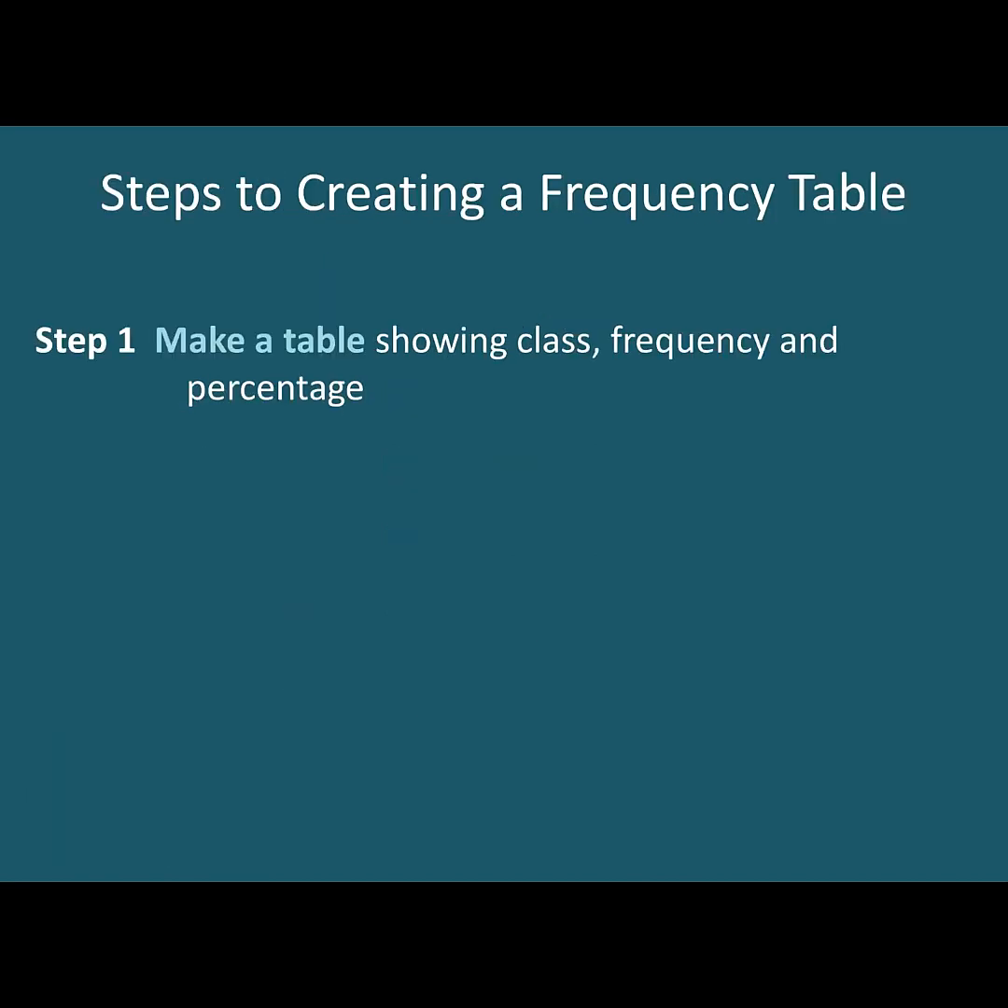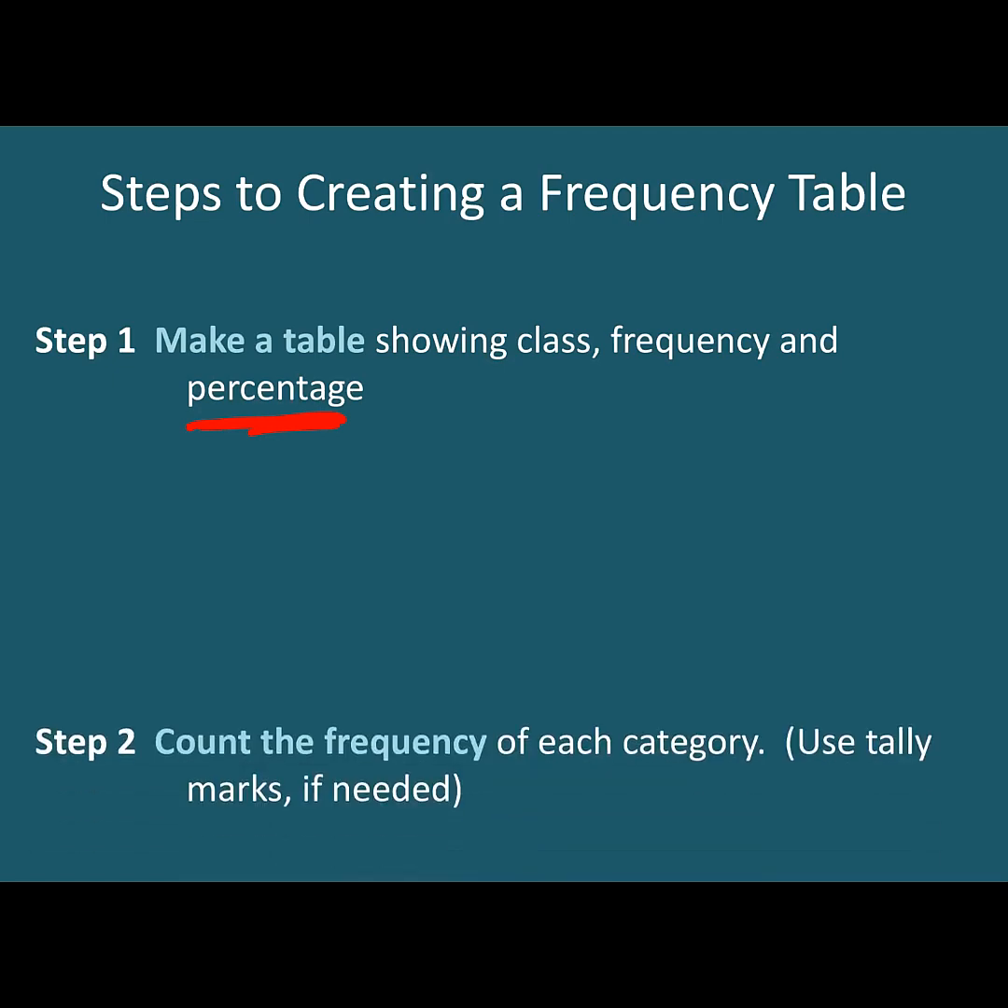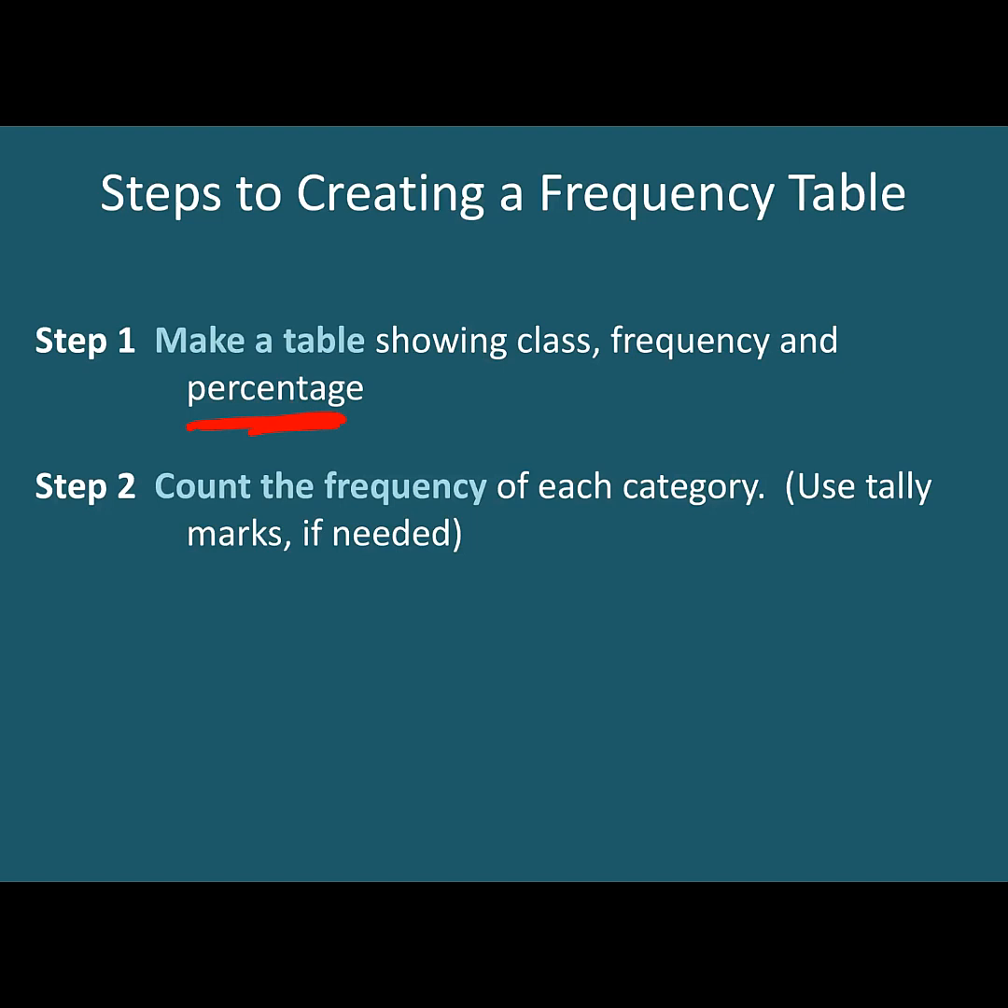Now, as a reminder, let's talk about how we create a frequency table. We have already done this a few times in this lesson, so these steps should be very familiar to you. First, make a table showing class, frequency, and percentage. So at this time, I'm going to add one extra thing to our table, the percentage. But you saw this in the first example in this video. Step 2, count the frequency of each category. Use tally marks if needed. You don't have to make tally marks, but many times tally marks make things easier to count.